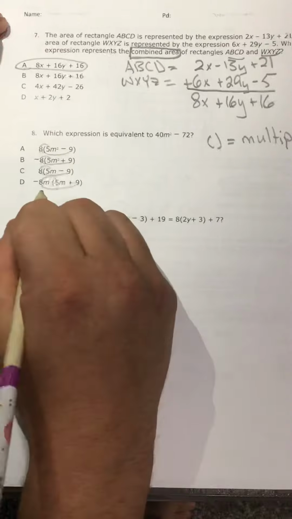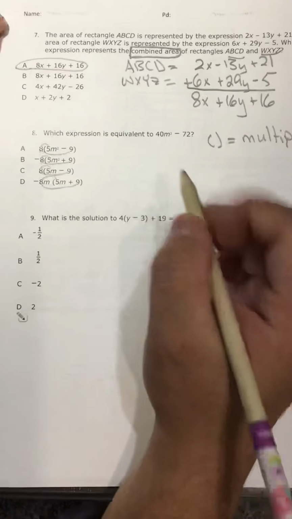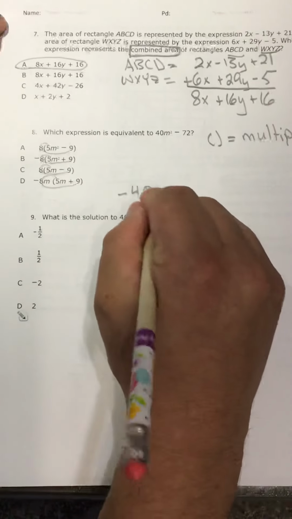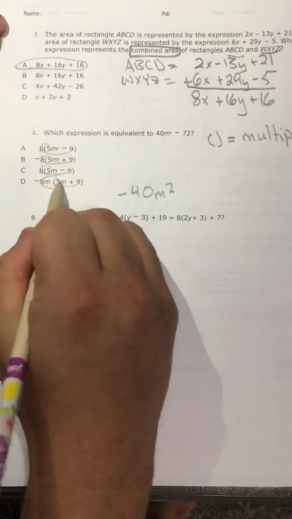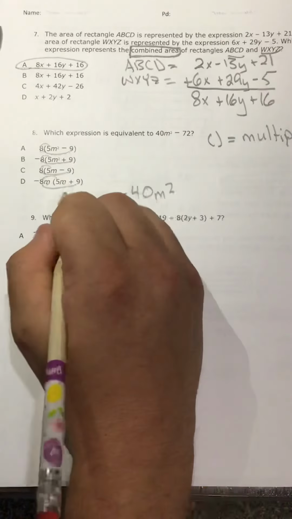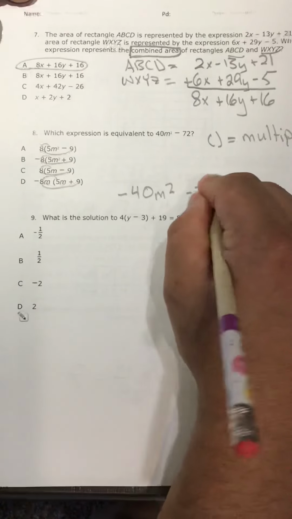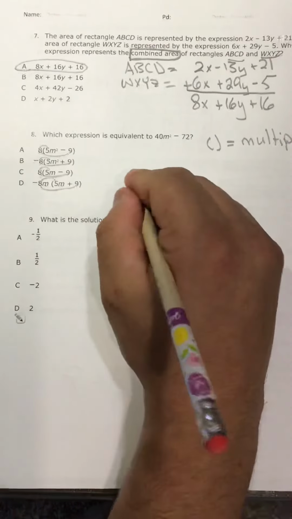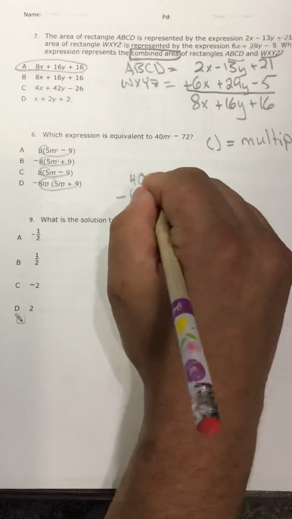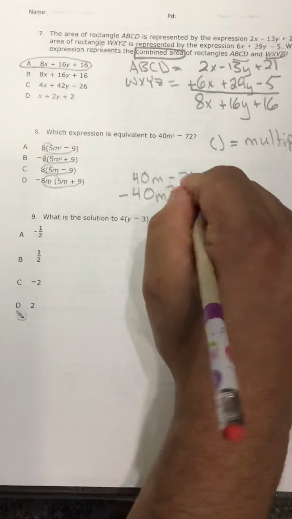Entonces, respuesta de D, menos 8m por 5m, negative 8m times 5m is negative 40m squared. 2 m's multiplied gives you m squared. Negative 8m plus 9 gives you negative 72m. For C, letra C, 8 times 5m gives you 40m. 8 times negative 9 gives you negative 72.